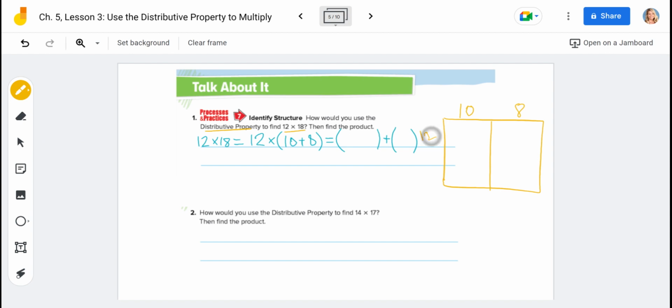All right, so now I need to multiply 12 times 10, 120. Remember that you should know this. It's a basic fact, but 12 times 1 is 12. Put your 0 on the end. 12 times 8, you should know this, is 96. So whenever I add these two together, stack and add it because it's not as easy as some of them can be, I get 216 as my answer.